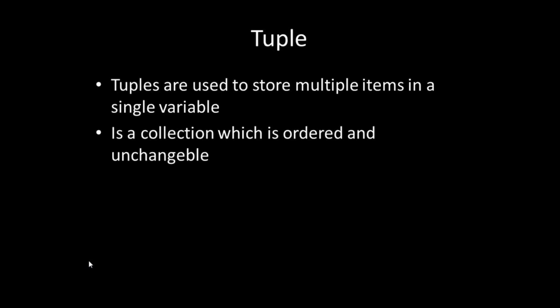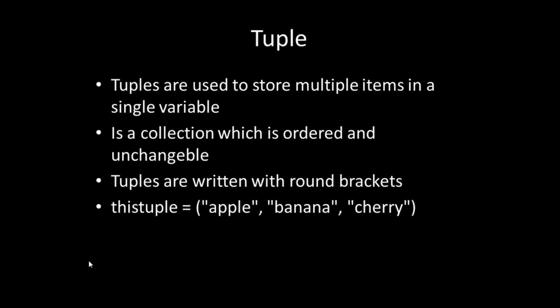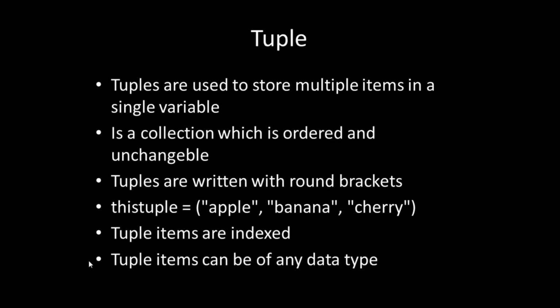That is one of the scenarios, right? For example, the output of a select query. It can only be used. It is not meant to be modified. It is only meant to be used. So that is an example where a tuple can be used. Tuples are written with round brackets, or you can say curved brackets. This is the example, the tuple apple, banana, cherry. Tuple items are indexed. That means similar to a list, you can access them using the index. Tuple items can be of any data type.